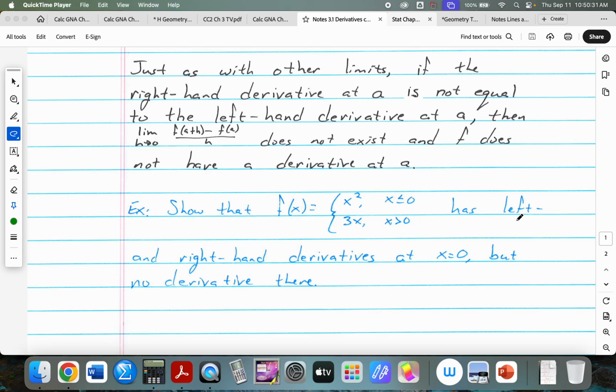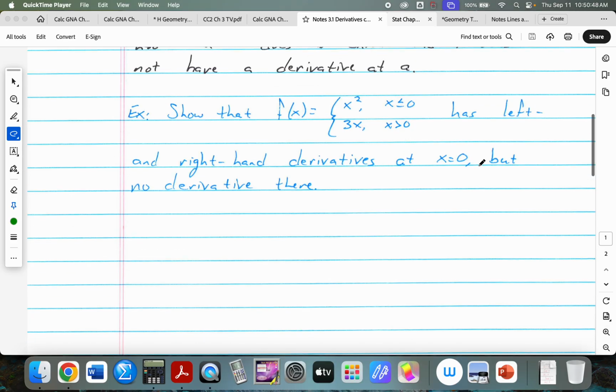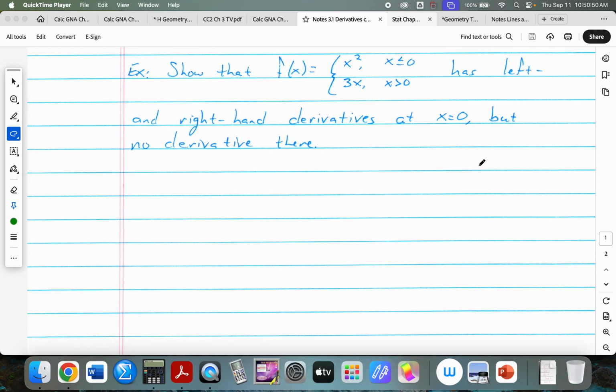Just as with other limits, if the right-hand derivative at a is not equal to the left-hand derivative at a, then the limit as h goes to 0 of the difference quotient, f of a plus h minus f of a over h, does not exist, and f does not have a derivative at a. So let's take a look at a couple of examples. It's not going to be too terribly long today.